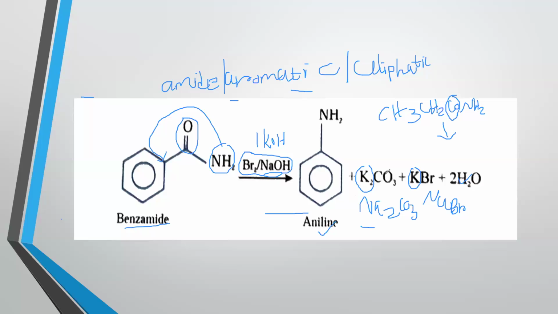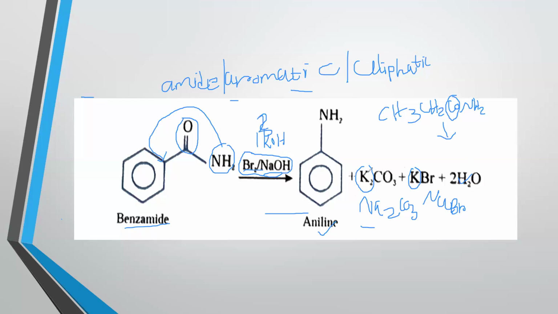Okay, and also it removes the K2CO3, KBr, and water. So how can you balance it? You can think of it in a way. Here, as there are two bromines, this requires 2 moles, or you can say 3 moles. So 3 moles of KOH.